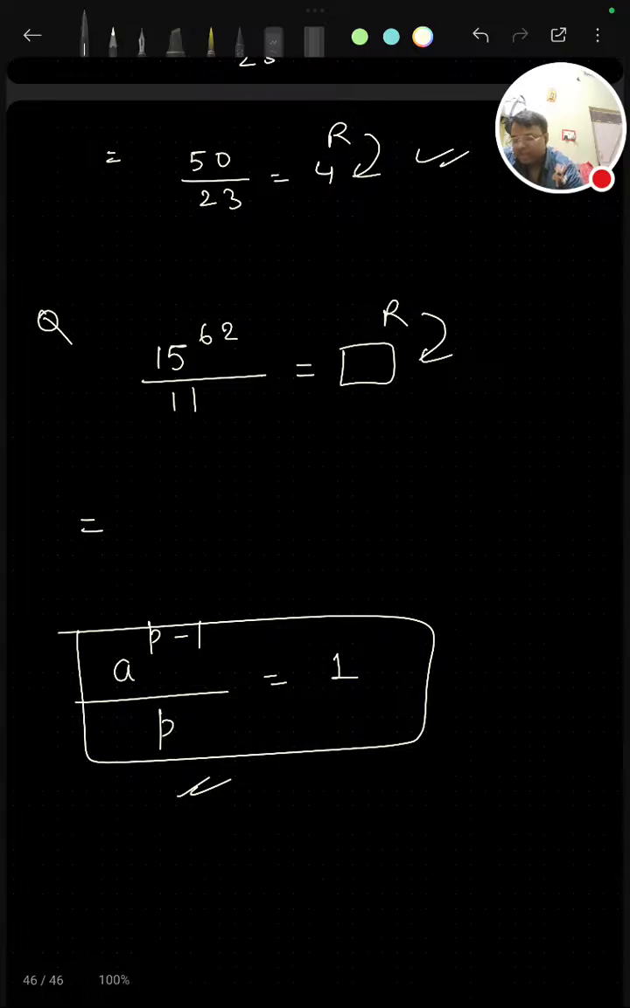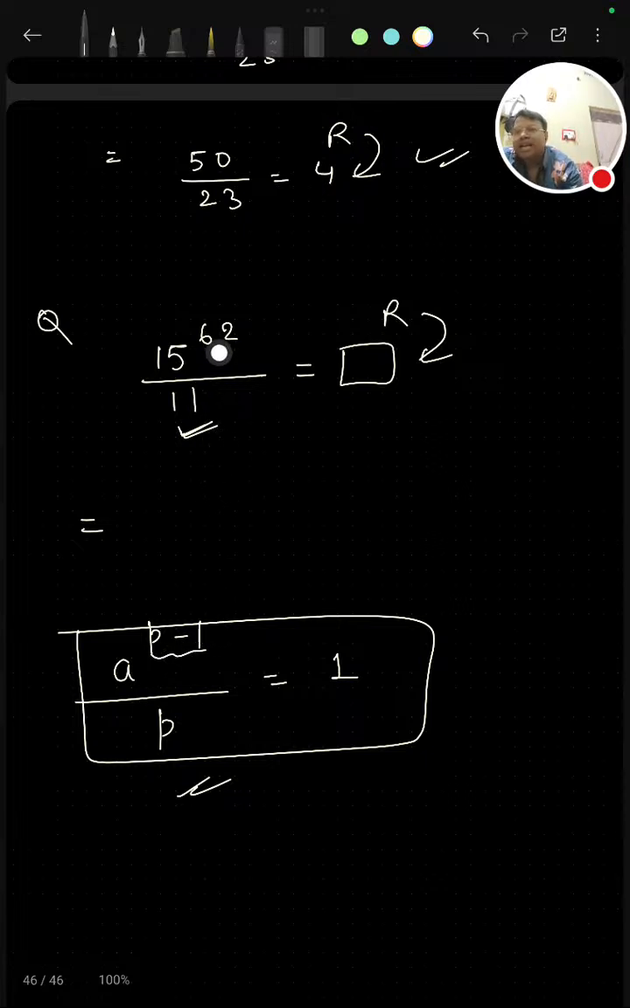Okay. If you are watching from the beginning, then it is okay for you. It is an easy concept, you can understand. Now you can see 15 to the power 62 when divided by 11. According to Fermat's theorem, 11 is a prime number, and 15 and 11 are co-prime because the HCF of 15 and 11 is 1. According to Fermat's theorem, the power must be p minus 1.